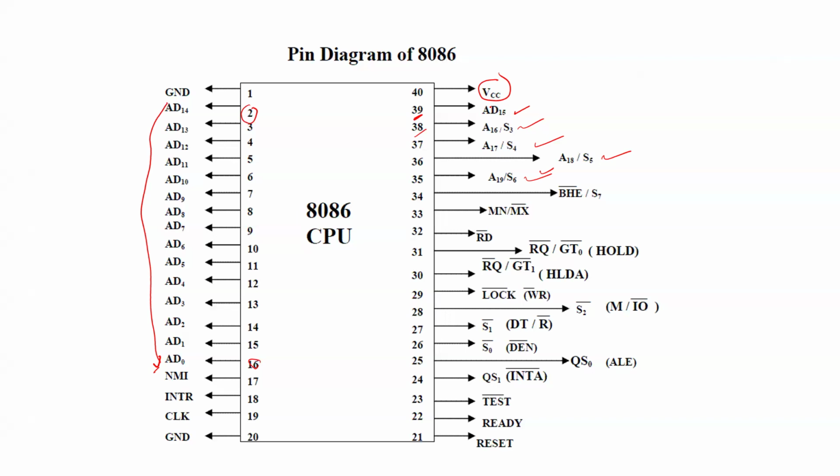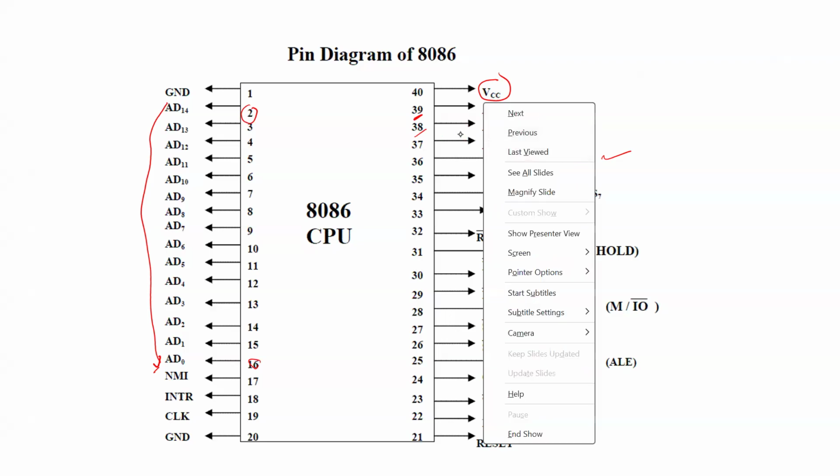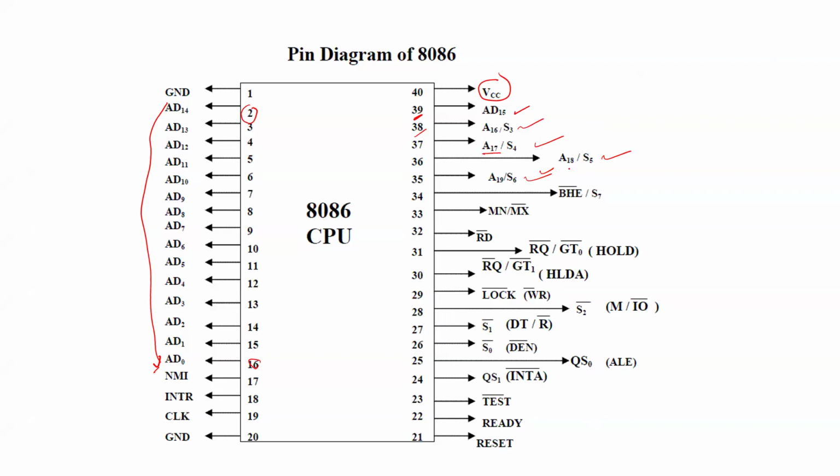Another 4 address lines, A16, A17, A18, A19, are holding the higher order address lines and are multiplexed with status signals. These are the status signals S3, S4, S5, and S6.